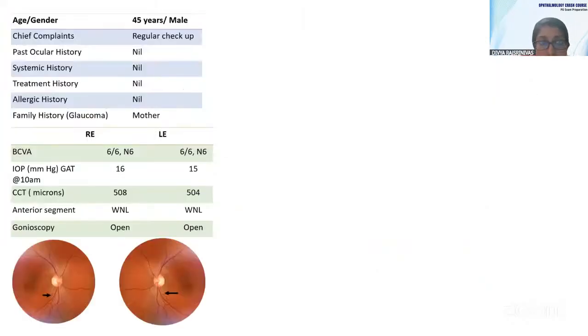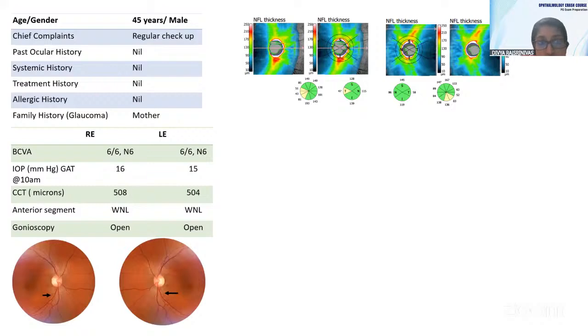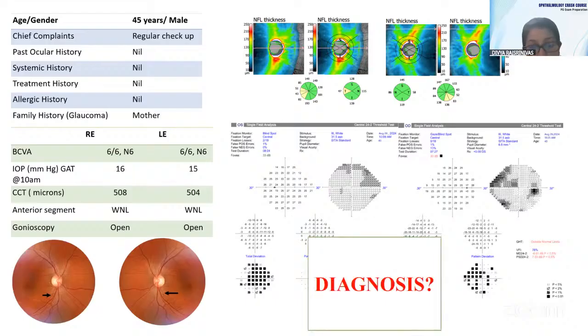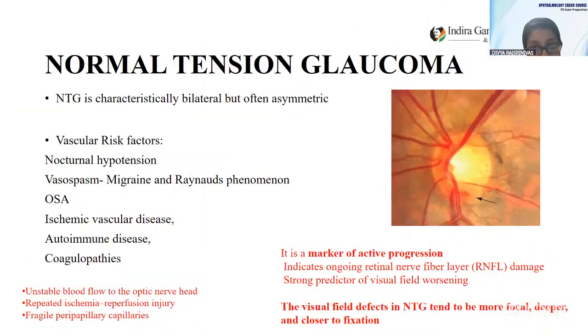So now considering this young gentleman who just came for a routine examination with a family history of glaucoma and pressures within the normal range, but still he had changes in the fundus as well as in the OCT and visual field analysis. So the diagnosis at this point will be normal tension glaucoma. It is characteristically bilateral, but often it is asymmetric.